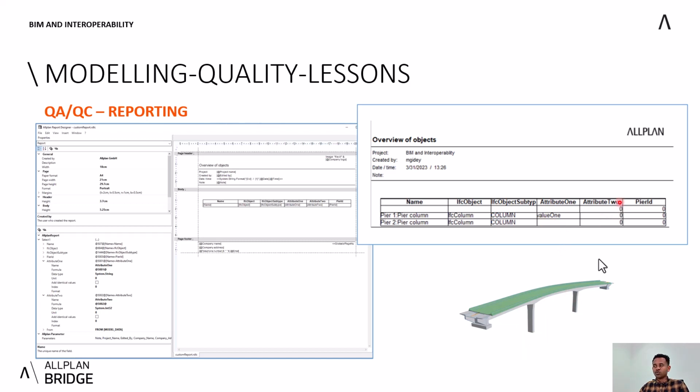We have attribute 2, which is defined for both, but it has a value of 0. So this is a red flag as well, because we need to check if it's correct. We also have a peer ID here, which is also assigned for both, but still the value is 0. So we need to check that as well. By just quickly generating a report, we can easily go through and check.